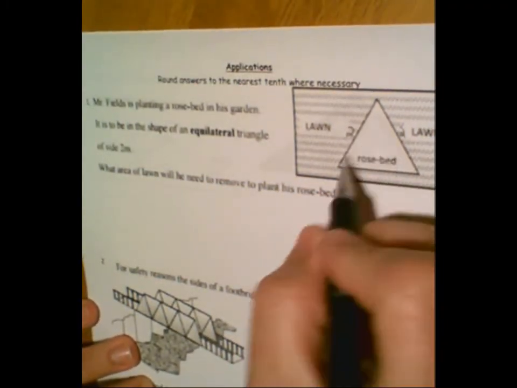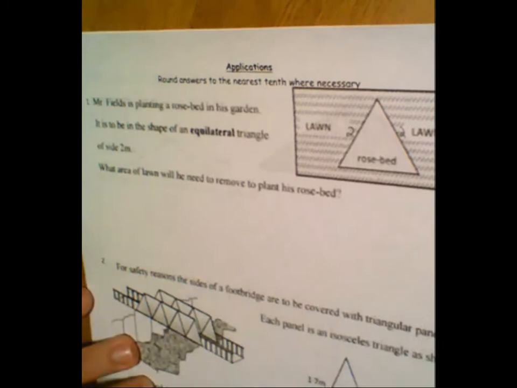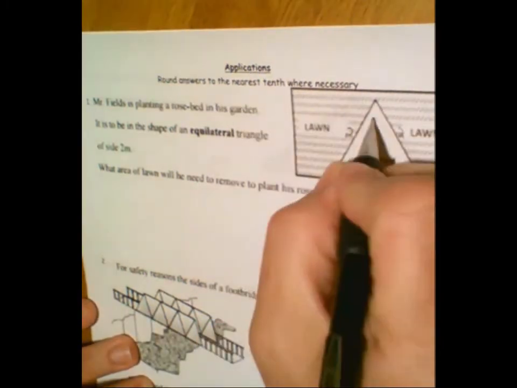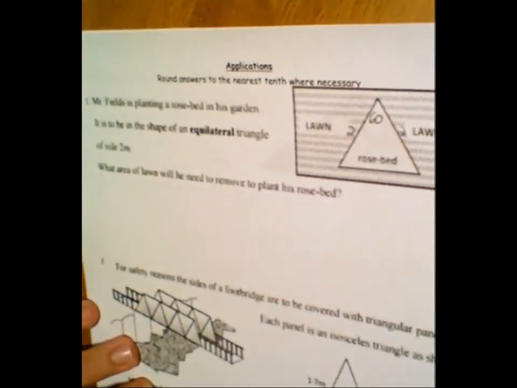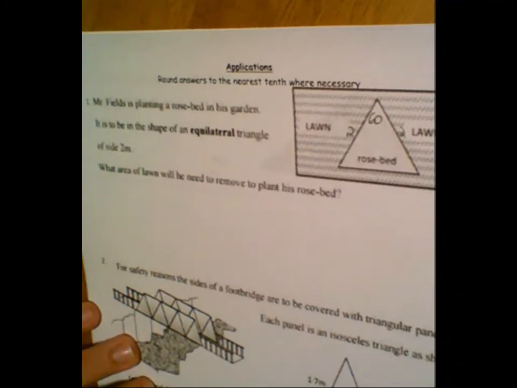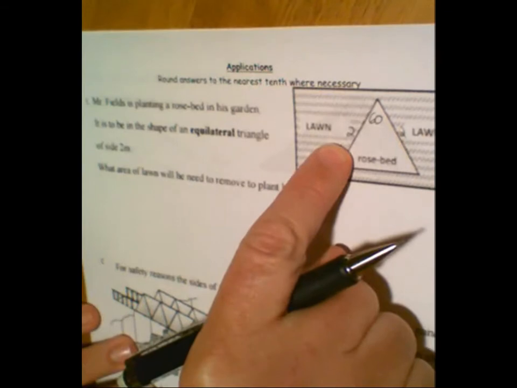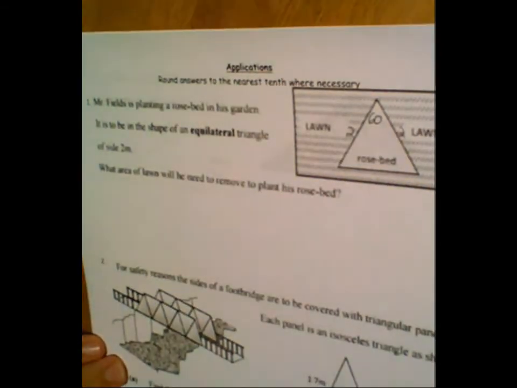And then every angle of an equilateral triangle is 60, 60, 60. So you can do the first one by just doing 1/2 of 2 times 2 times sine 60, right? We have that one set up fine. So you'll be able to do that.